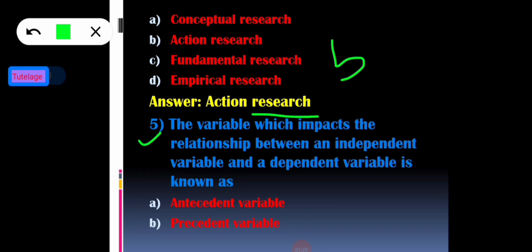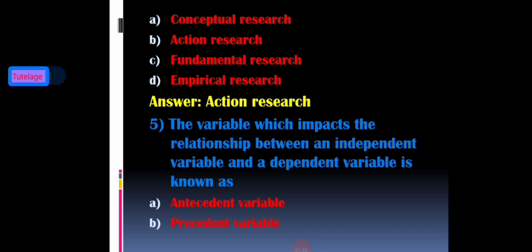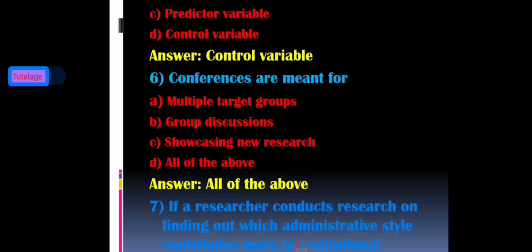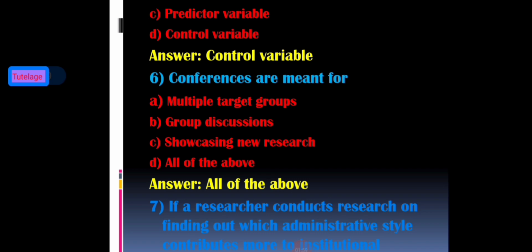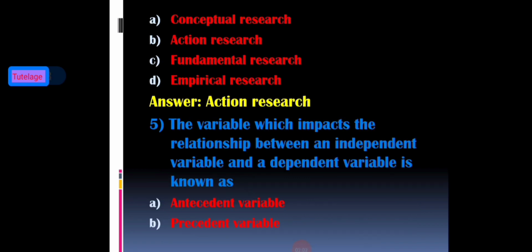Now move on to the next question: the variable which impacts a relationship between an independent variable and a dependent variable is known as antecedent variable, precedent variable, and, going to the next slide for the other two options, option C is predictor variable and option D is control variable. So obviously this is known as the control variable, and option D is the correct answer. The variable which impacts the relationship between the independent variable and the dependent variable is called the control variable. Basically, the control variable impacts the relationship between two variables, one independent and the other dependent.